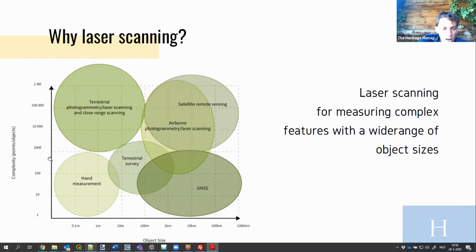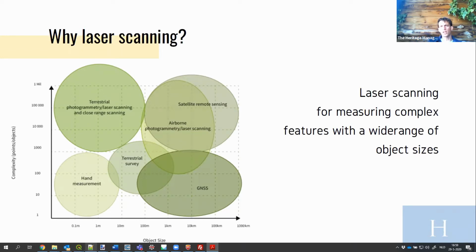However, if you really want to have a very dense geometrical representation of your object, you should think about satellite remote sensing for large objects, airborne laser scanning, or airborne photogrammetry for mid-range objects. And then here in the middle, you find somewhere the transition from airborne to terrestrial laser scanning applications.